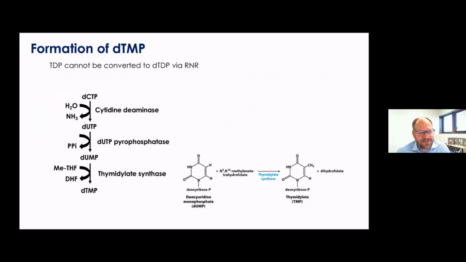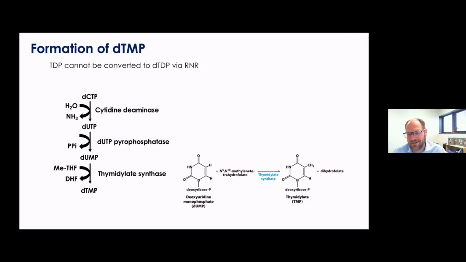So you take deoxy CTP and you get rid of an ammonium here with cytosine deaminase, and that makes the molecule dUTP. And since I'm juvenile, I find that really amusing. Oh, sorry, that's deoxyuridine triphosphate.